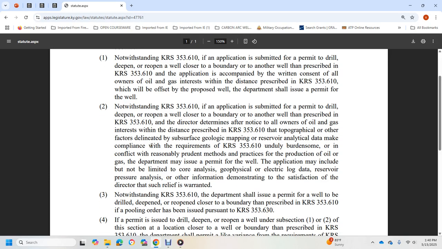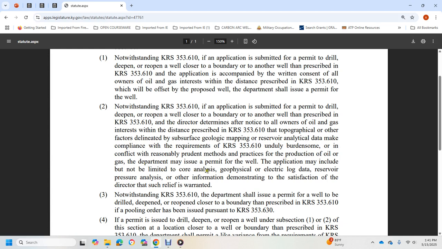Notwithstanding Kentucky Revised Statute 353.610, where an application is submitted for a permit to drill, deepen, or reopen a well close to the boundary with another well as prescribed in Kentucky Revised Statute 353.610, if the director determines, after notice to the owners of oil and gas interests within the distance described, that the topographical factor or the delineated subsurface geological map of the reservoir and analytical data make compliance with the requirement of 353.610 unduly burdensome or in conflict with a reasonably prudent method of practice for the production of oil and gas, the department may issue the permit for the well.